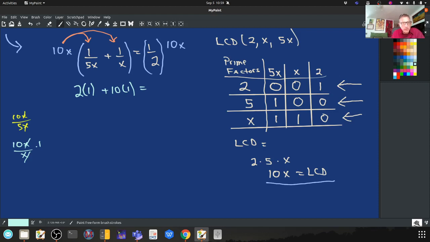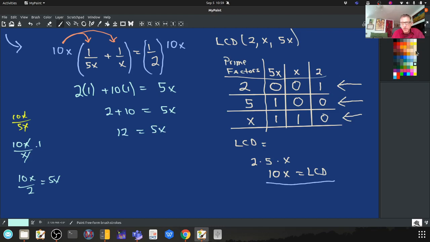Now if you want to just go, oh well, the x's cancel, 10 divided by 5 is 2. 2 times 1 is 2. 10x, the x's cancel, so this is just 10 times 1, that's fine. And over here I have 10x divided by 2, and that's equal to 5x. So that gives me the equation 2 plus 10 is equal to 5x, or 12 is equal to 5x.